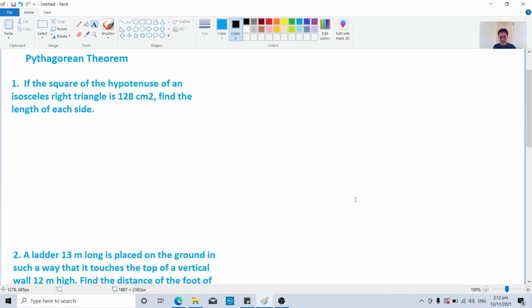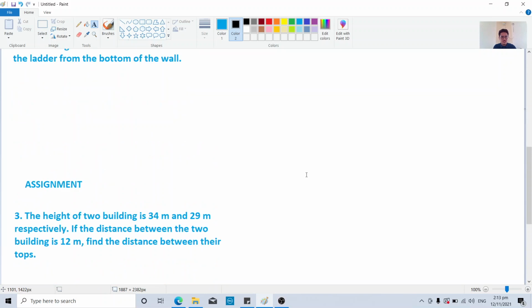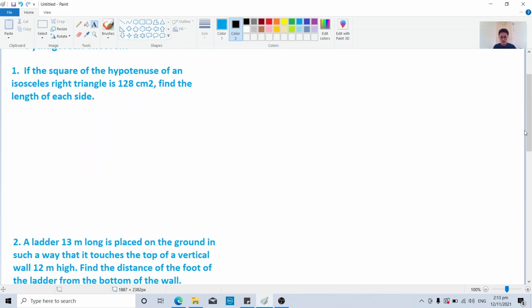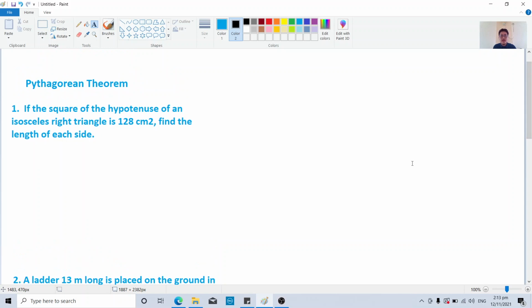Last meeting, we discussed the Pythagorean theorem. The formula of the Pythagorean theorem is c squared is equal to a squared plus b squared. Now, today, we will discuss some applications of the Pythagorean theorem. Here, we have some real-life situations, problems or word problems regarding the Pythagorean theorem.